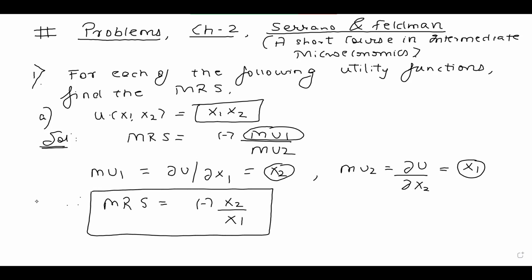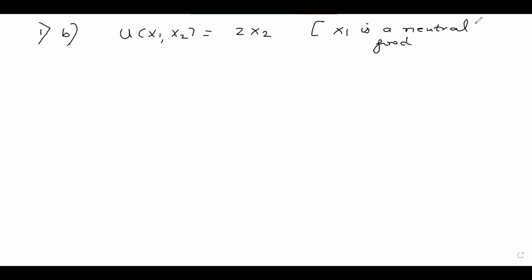Let's look at part B. So I'm erasing all this off. Question 1, part B. Again, we need to find the MRS of this particular utility function. So the utility is only coming from x2. That means in this case, x1 is a neutral good, because x1 is neither giving the consumer satisfaction nor dissatisfaction. The utility only depends on x2.